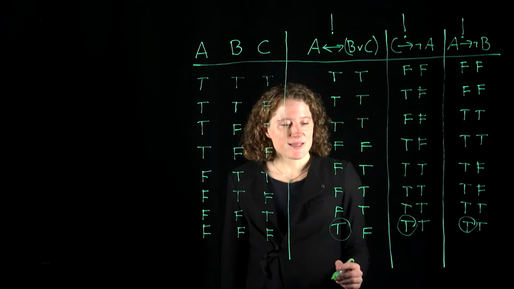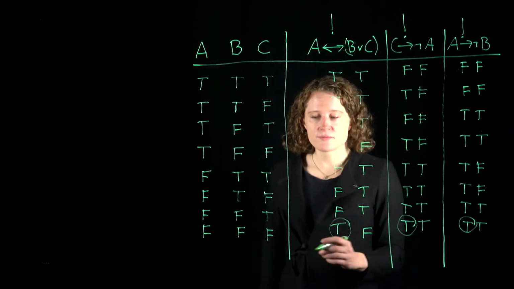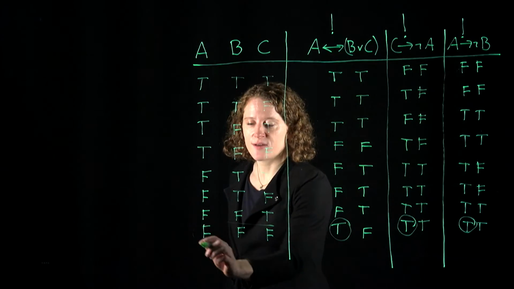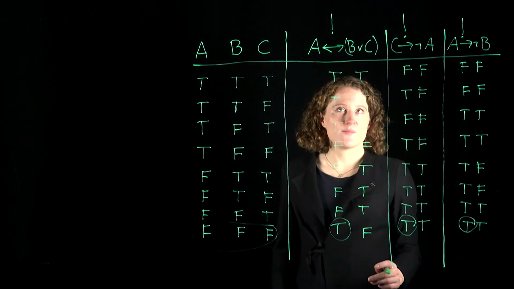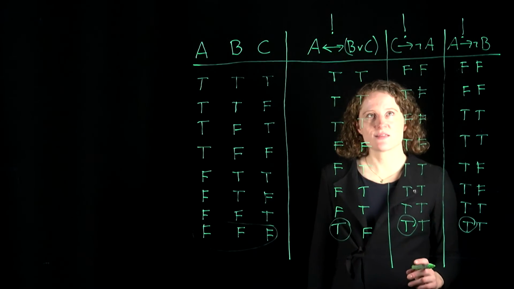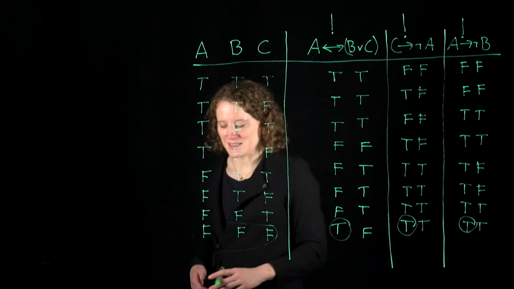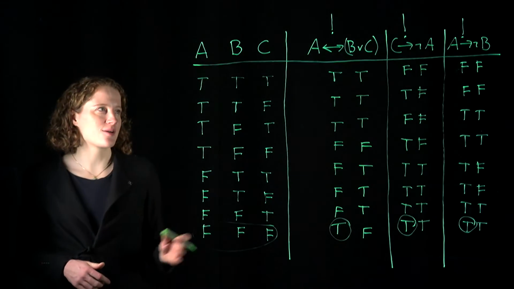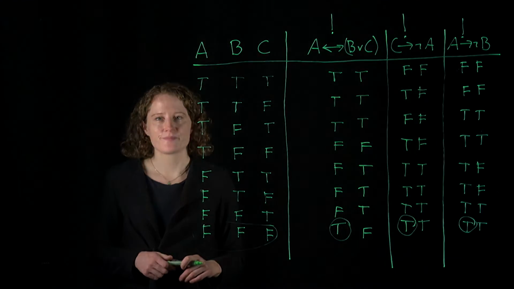So that means that there is a valuation on which all three sentences are true. Specifically, it is the valuation where A, B, and C all are false. And since there is a valuation that makes each one of these three sentences true, that means that these three sentences are jointly satisfiable. And that's how you can use truth tables to test for joint satisfiability.